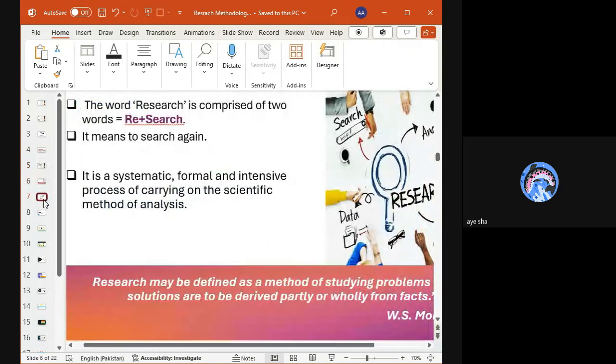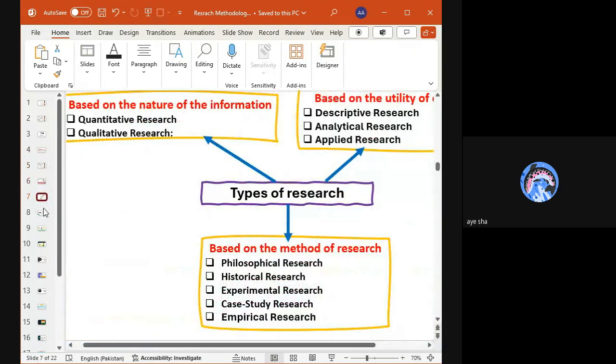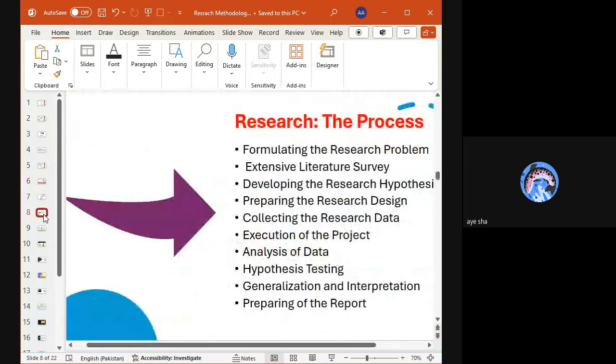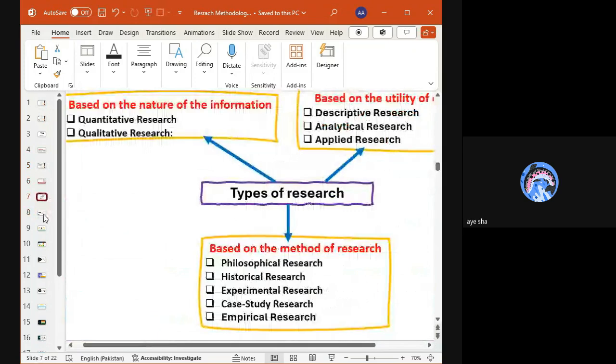Now let's get back to the topic. So today's topic is the research methodology. As I have already explained, research is a very essential part of any kind of education, for any kind of business, because every field requires research.